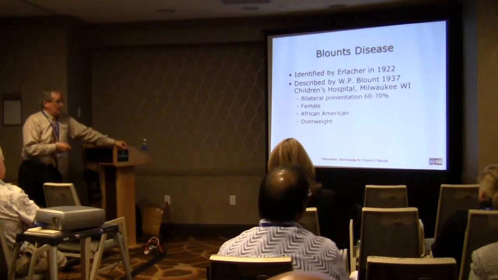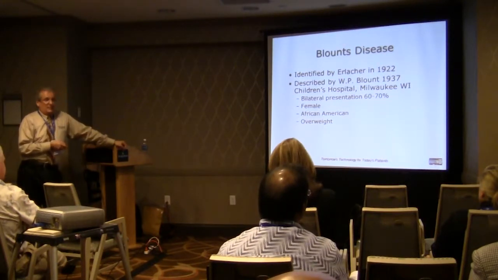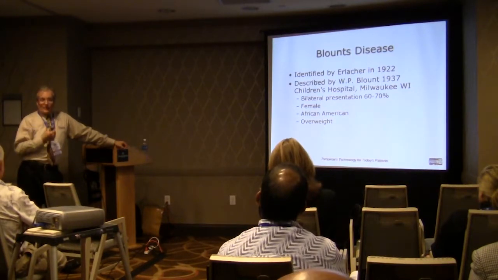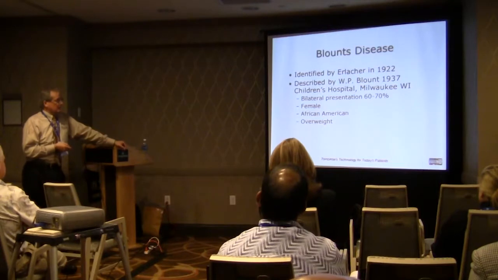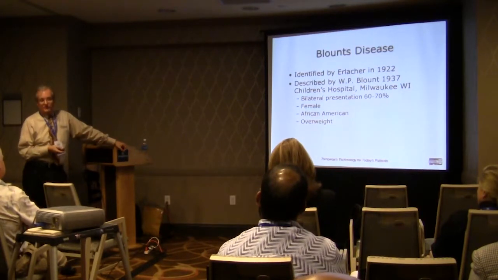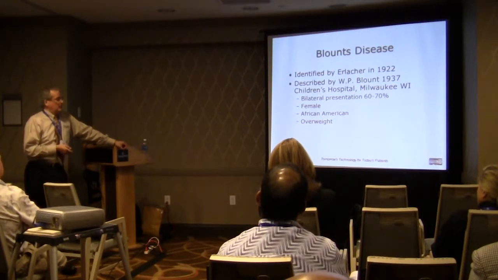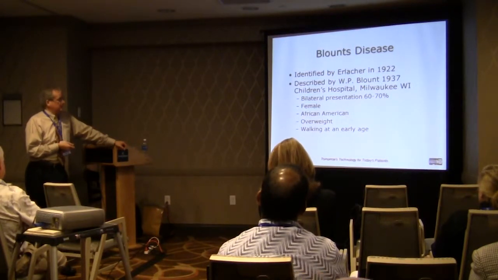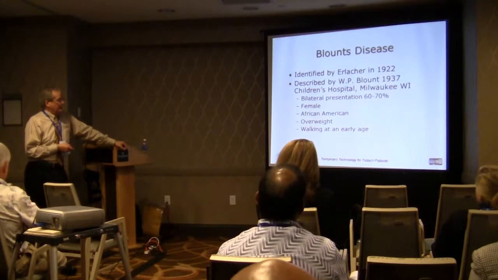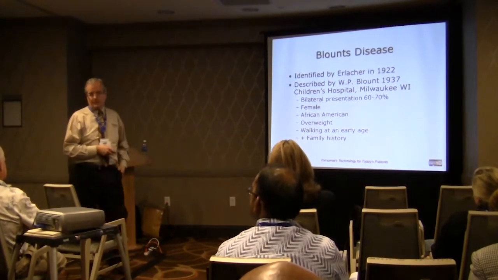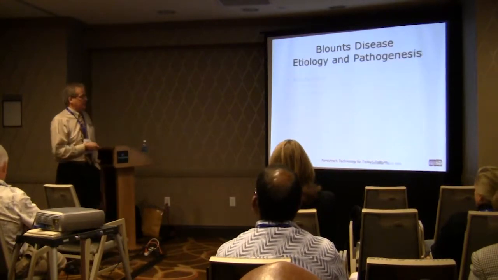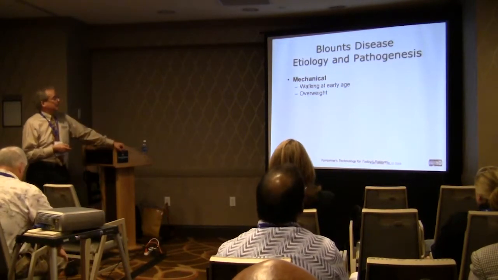Overweight, this is becoming an even bigger concern. This is a huge market now because of the obesity concerns with kids. I mentioned to you earlier, we had a 3-year-old at 100 pounds. There's a direct correlation between obesity and Blount's disease in these kids, adolescent Blount. Walking at an early age obviously contributes, and there's about a 40% increase if you have a family history of the child going to have Blount's.